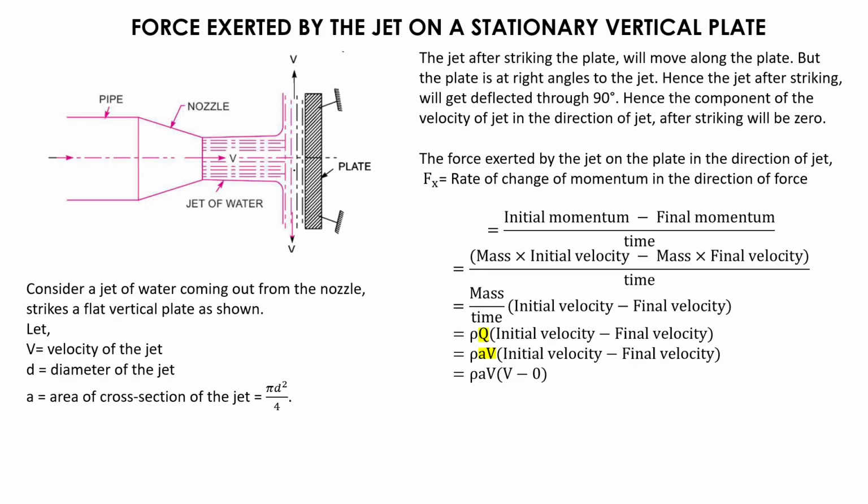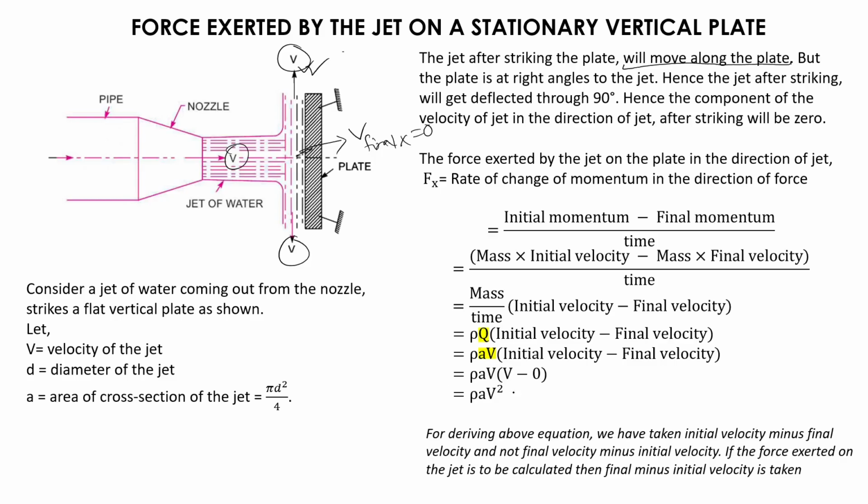So here at this point the final V in x direction is 0, right? But there is some velocity, the same velocity, which is the initial velocity of the jet of water. With that same velocity the jet will move along the plate. So this is also capital V. This is very important, and this is also V. It is moving with the same velocity. So rho A V into V minus 0, I can find rho A V square. So this is the force exerted on the plate by the jet.